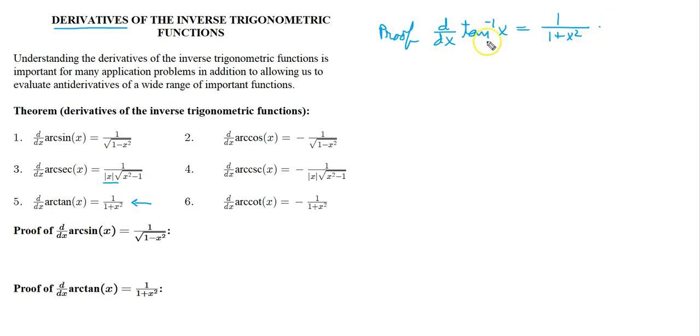So we want to prove that the derivative of the arctangent is 1 over 1 plus x squared. Notice I used this slightly different notation. You'll see why in a second. So if we start out with this function, we want to take its derivative. Before we do that, let's actually take the tangent of both sides. And this is what we get.